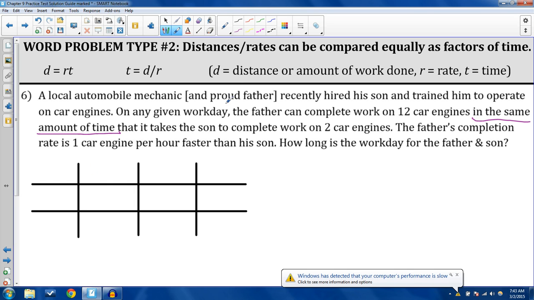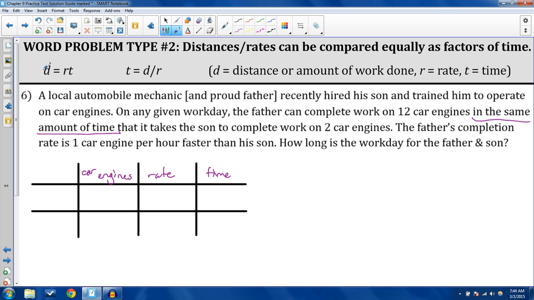My distance is actually going to be in terms of car engines. I'm going to go and read the problem after. Rate and time. Remember, distance still equals rate times time. Distance in this case is going to be cars. How many cars you complete.